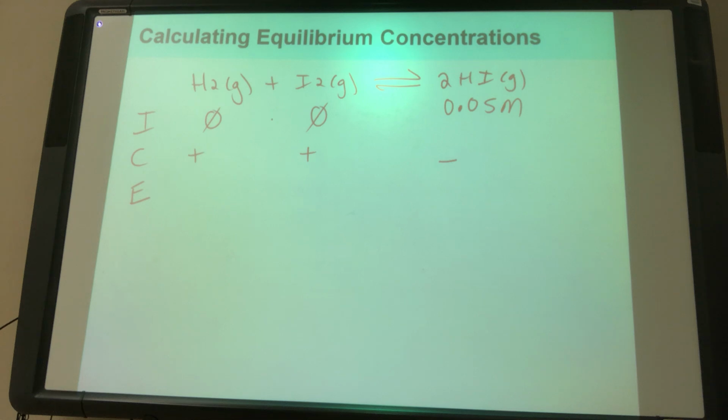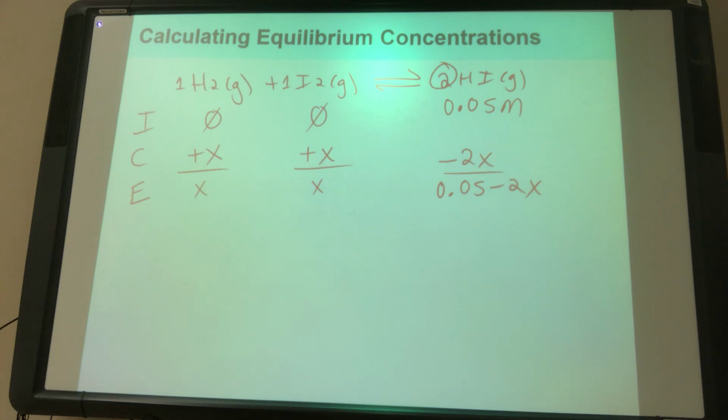Now I've got to figure out how many x's. There's a 2 here, so this is a 2x. There's a 1 here, so this is a 1x. There's a 1 here, so this is a 1x. All right, let's do my equilibriums. 0 plus x is x, 0 plus x is x, and then this is 0.05 minus 2x.